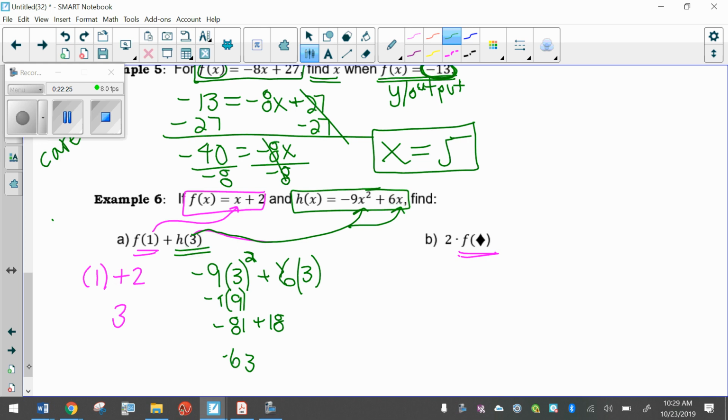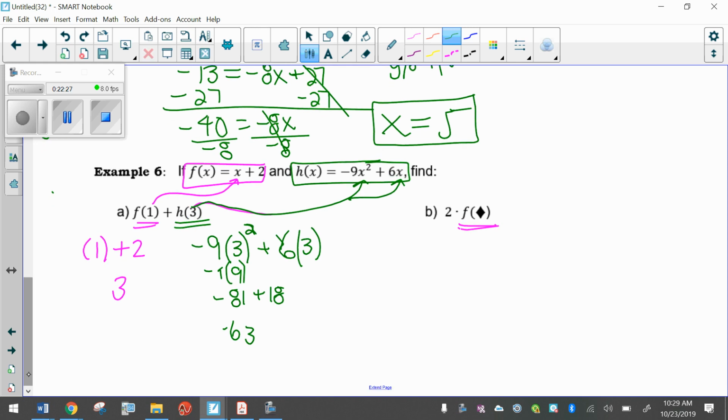All right, so I have my f of 1. My f of 1 is 3. I have my h of 3 is negative 63. The original problem wanted me to add these. So it's 3 plus negative 63, which equals negative 60. Whoa!